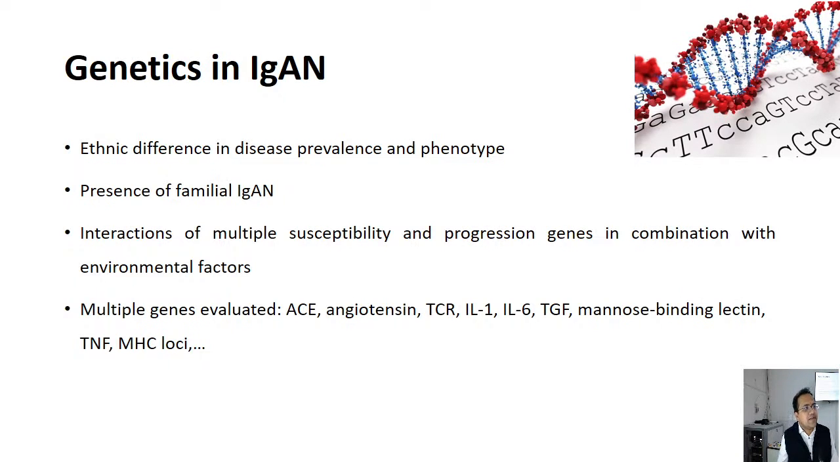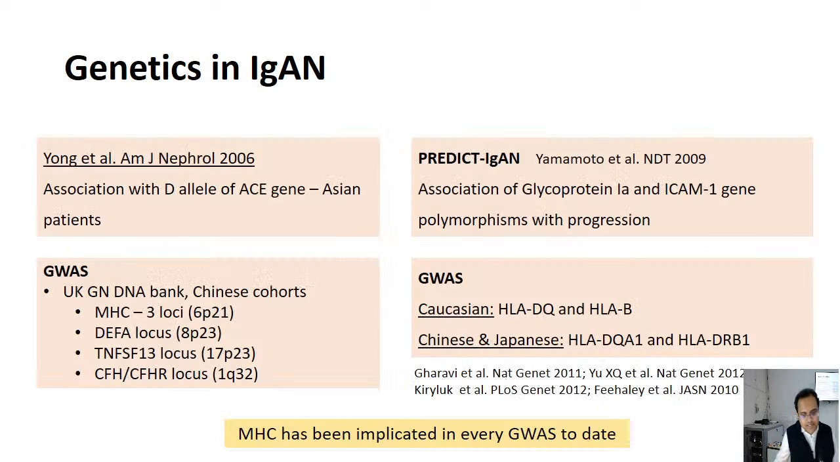It was seen that nearly 10 to 15% of the first degree relatives of a confirmed IgA patient tend to have some sort of kidney disease, if not IgA nephropathy per se. And it is now considered that an interaction of multiple genes in combination with environmental factors is probably underlying the pathophysiology of IgA. Multiple genes have been studied across the last decade. ACE, RAS system genes, T cell receptors, interleukin genes, MHC loci, all have been studied.